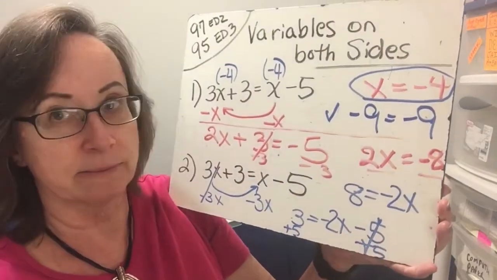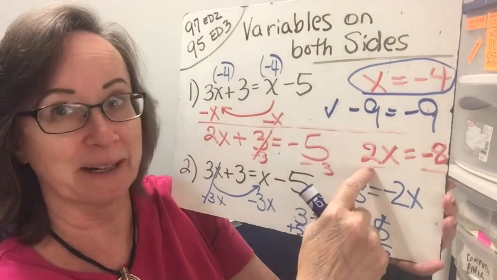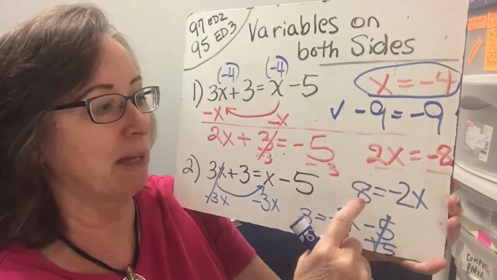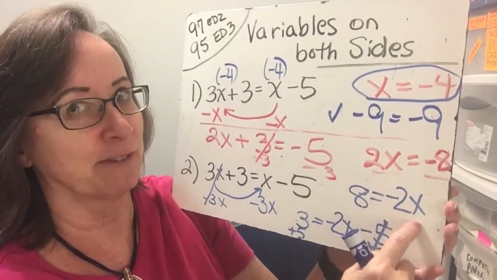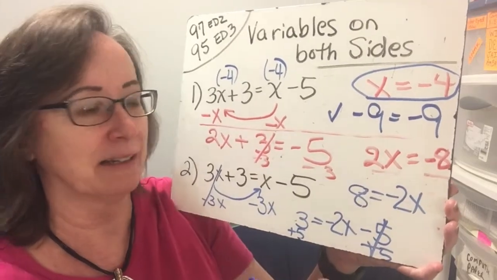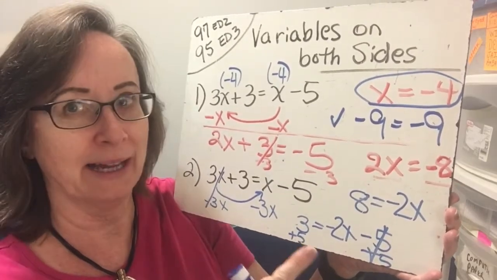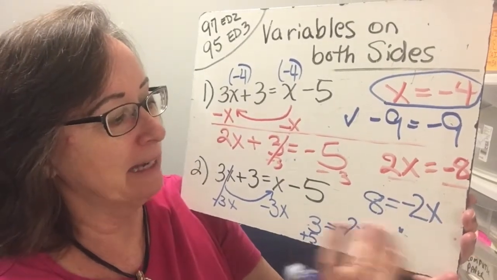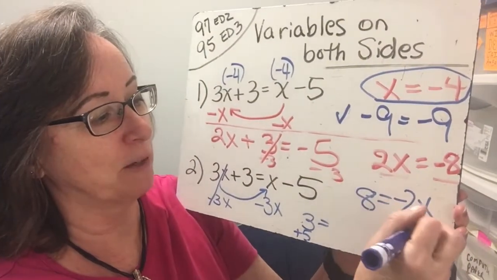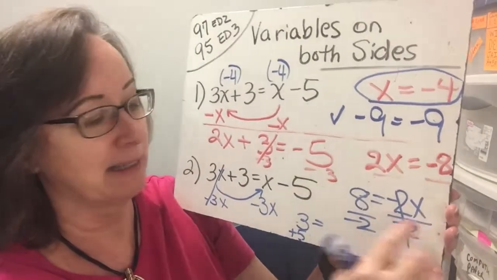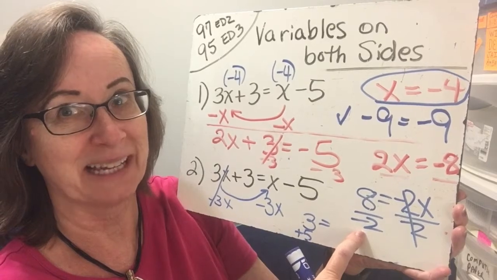And that's gone. Now look what we had before. Before we had 2x is negative 8. And now we have 8 is negative 2x. Okay, so the sides have flipped and changed signs, but they have the same solution, don't they? If I divide this side by negative 2 and I divide this side by negative 2, guess what I have? X equals negative 4.